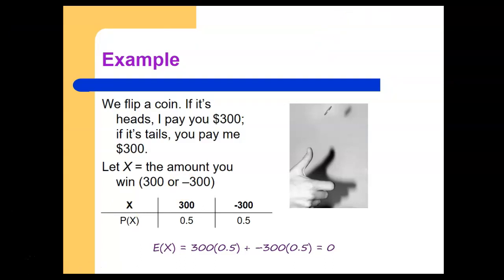And what that means is that if we played this any one time, you would either come out $300 ahead or $300 in the hole. But if we played this over and over and over again, you'd win about half the time and you'd lose about half the time. And those would tend to average out so that your long run average winnings would be $0 per game.